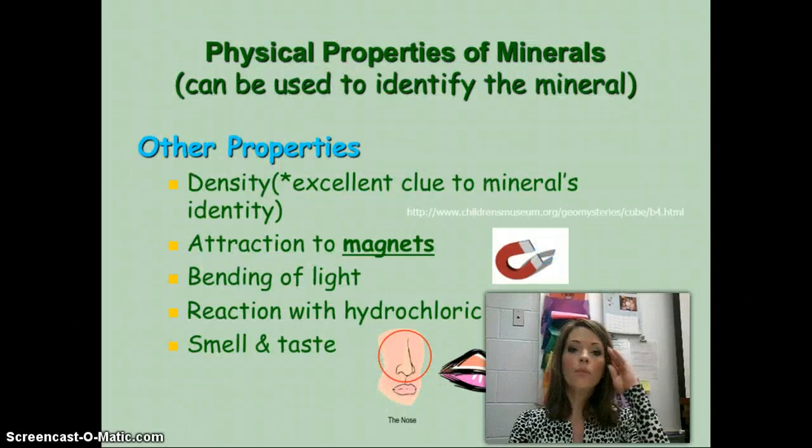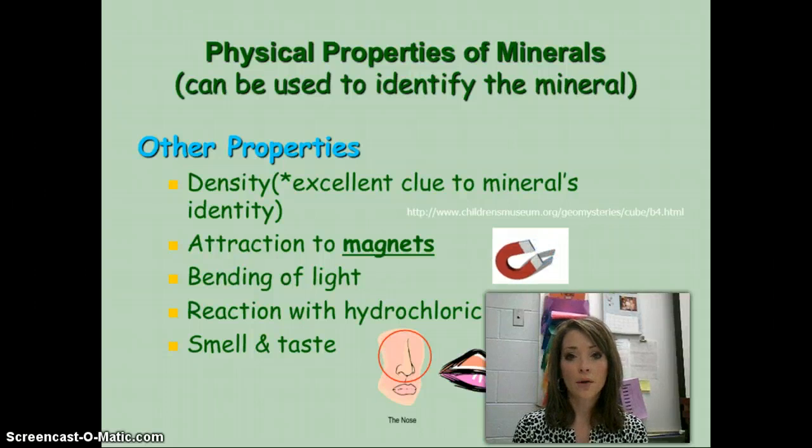There are a few other properties that we will look at that will help us identify our minerals during our mineral identification lab. That's going to be the density, the mass divided by the volume. Some of the minerals will be attracted to magnets, so that's another property that you can use to help you figure out what mineral you have. Some of them will bend light. Some of them will react with hydrochloric acid, and some of them have kind of a distinctive smell or taste.